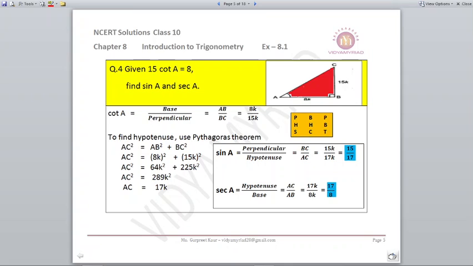Now we have to find sin A. So using the formula, we know sin A is P upon H, or perpendicular upon hypotenuse. What is the perpendicular here? BC, that is the opposite side. We have to look from A. Its opposite is BC. So BC upon AC, that is 15 upon 17. Next, secant A. What is secant? Secant is the opposite of cos. And what was cos? B upon H. So what will be secant? Hypotenuse upon base. So AC upon AB, which is 17 upon 8.